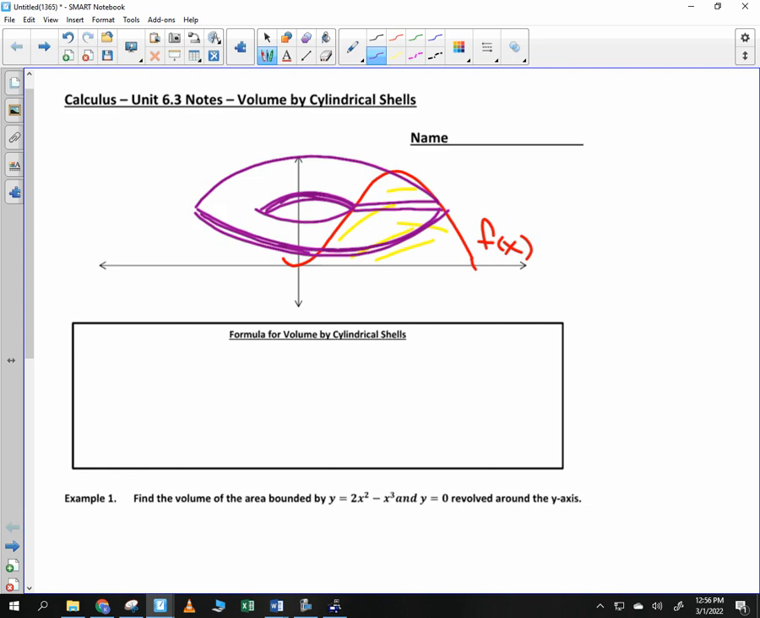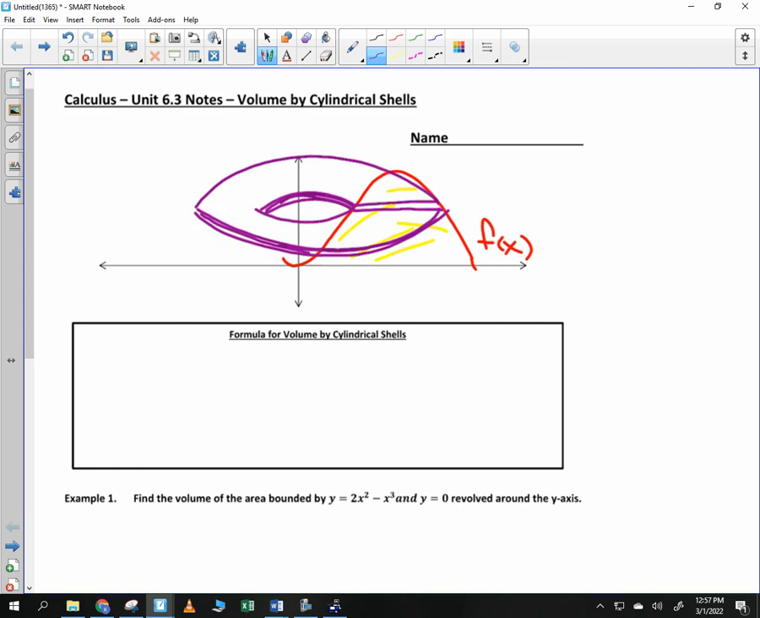So, Morgan, per your question earlier, do you see why in this situation I have a washer? See how this area did not connect right with the axis? So that leaves that open space. Whereas if I were to take this and reflect it over the x-axis, then it would be a disk because there's no empty space. Okay?